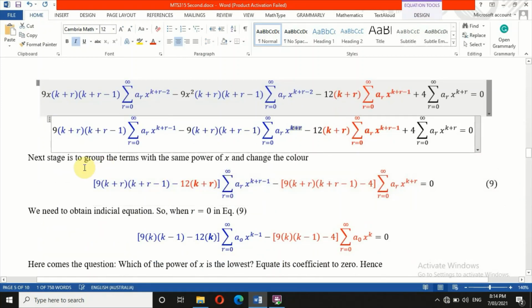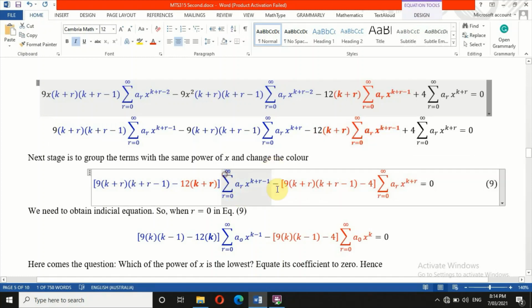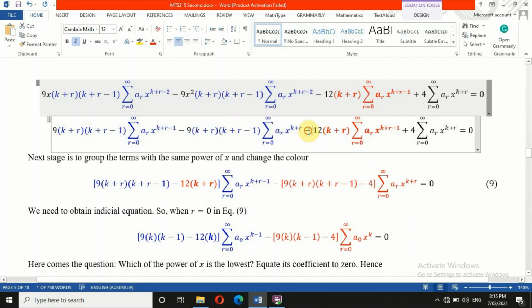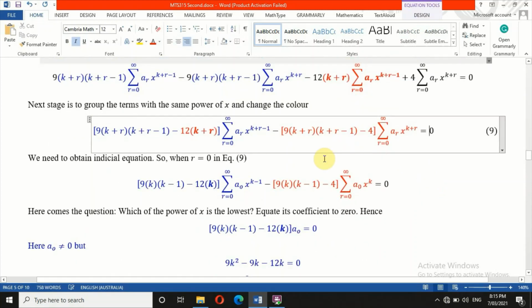So what is the next thing now? The next stage is for us to group the terms. So we are going to group this one and this one together because they have the same power, the same coefficient, which is the sum from r equals 0 to infinity of a_r times x to the power k plus r minus 1. Then let's group the second one again. We're going to group this one and then the last term. So we are grouping first and third, second and fourth to give us equation 9. So let's focus on equation 9 now. What is the next thing now? We need to obtain our indicial equation.